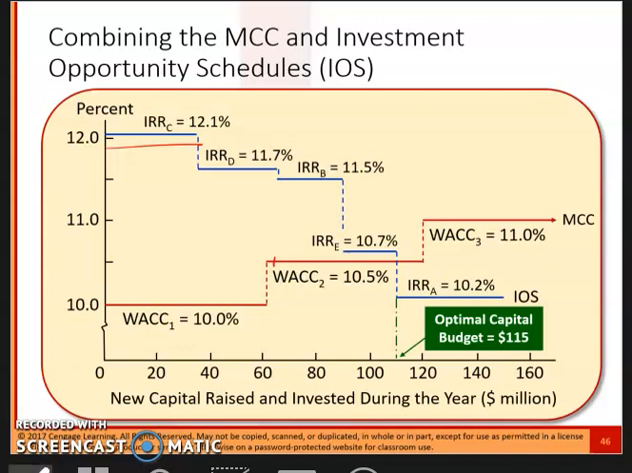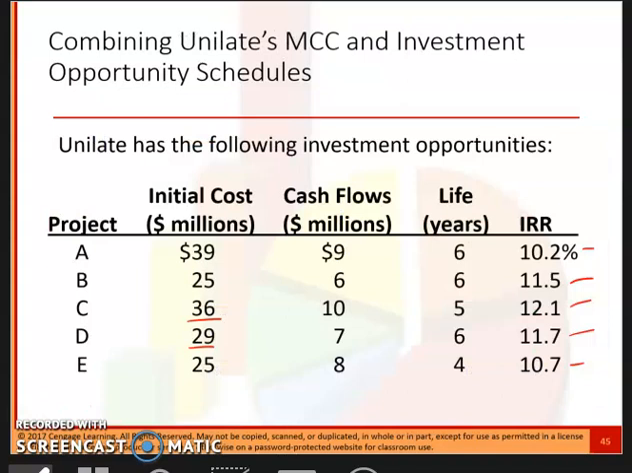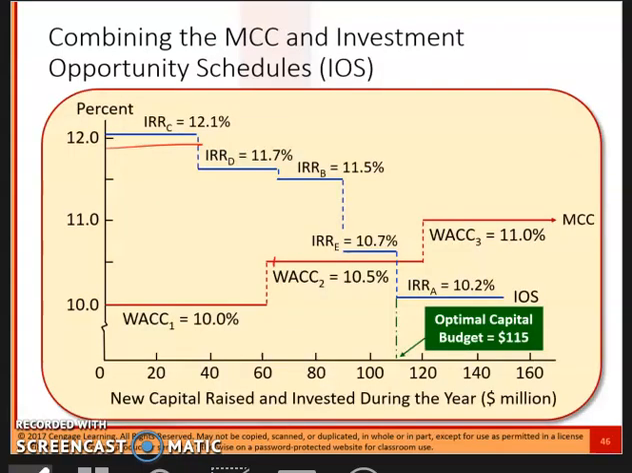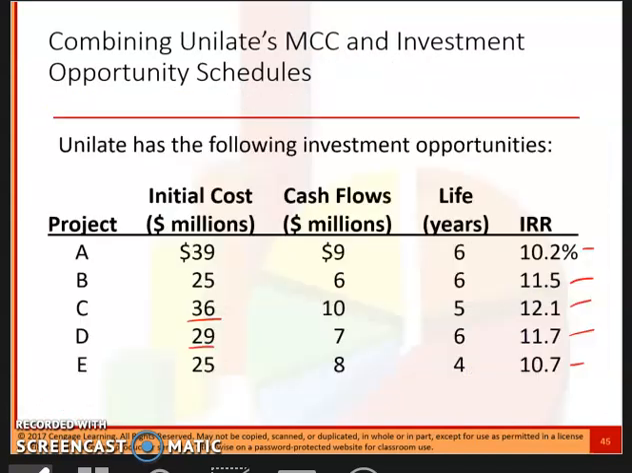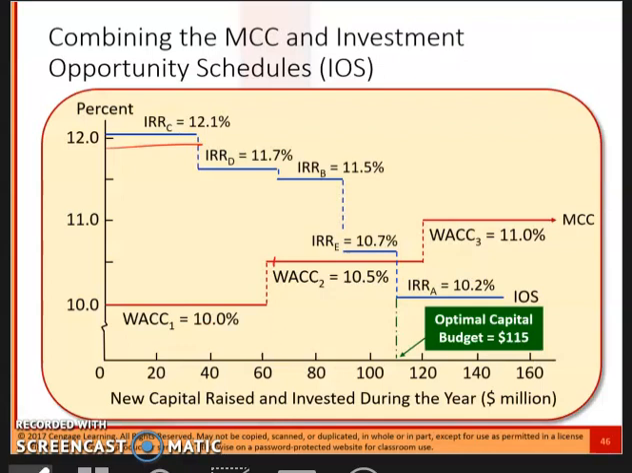Then the next one is the 11.5% project. The 11.5% is 25 million. So we can accomplish that within the 120 million, and we can also accomplish the 10.7%, which is E, of 25 million. That's 115 million, so it's inside the 120 million.